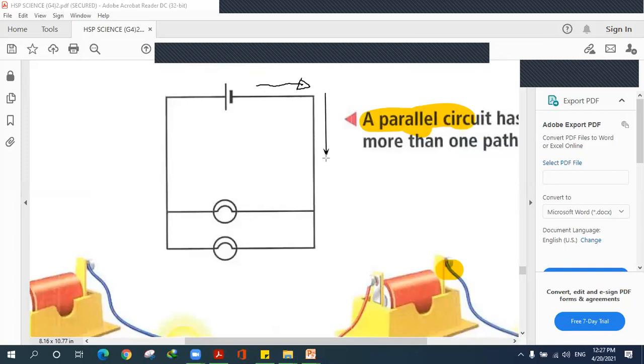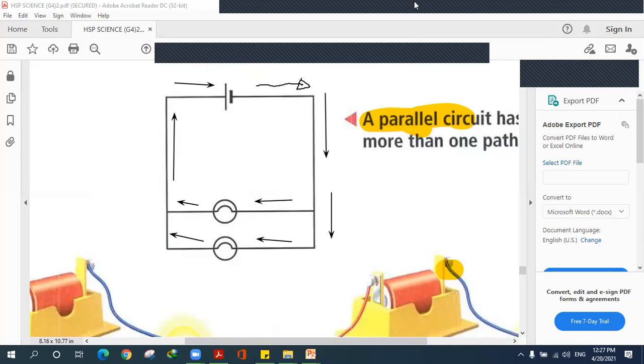So now I think the arrows are showing you how electricity is moving. So when it comes here, the electricity has two paths to move through. See that? So if one path is broken, the other one is still working. Do you get it? Do you guys get the difference? Yes.